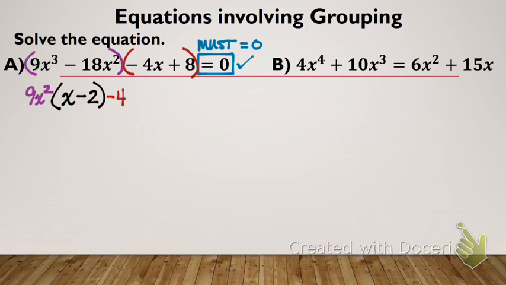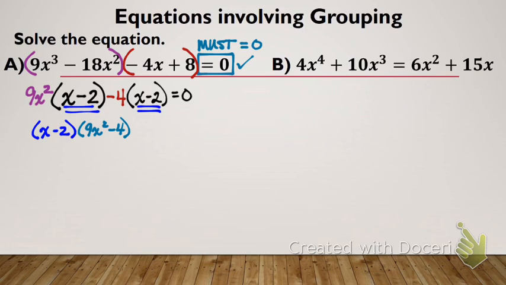-4. That would leave me x minus 2. Those have to match, or else I can't use factoring by grouping. So one of my factors, only one factor, is x minus 2. The other factor would be 9x squared minus 4. Is that fully factored? No. What can I still do?